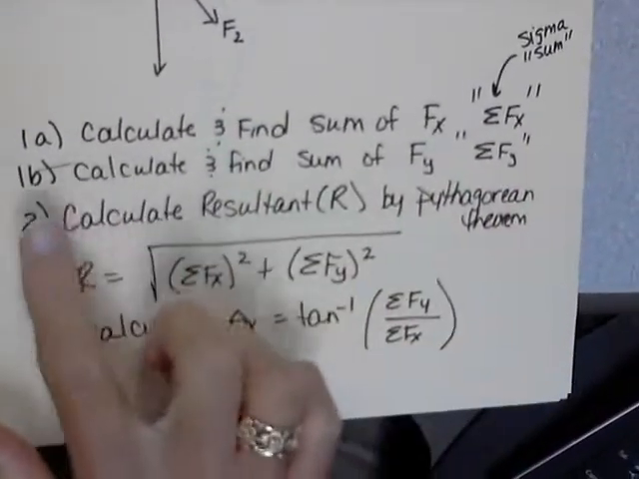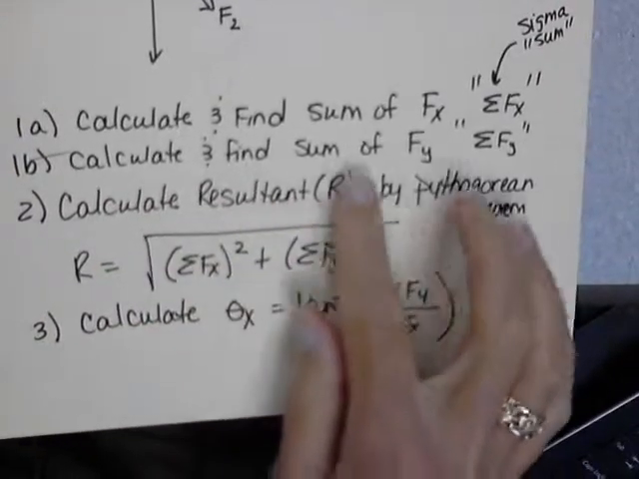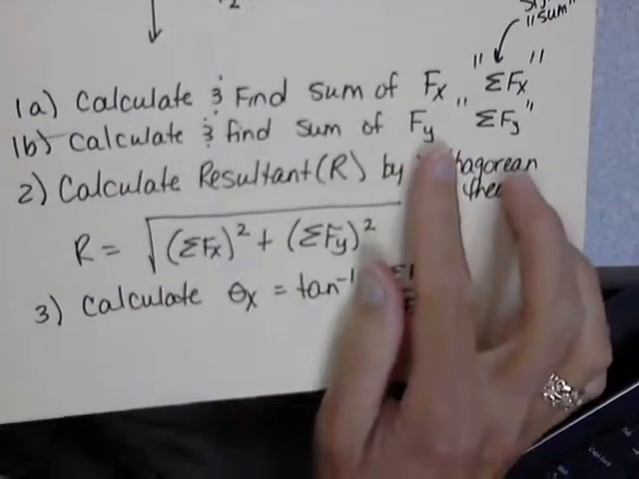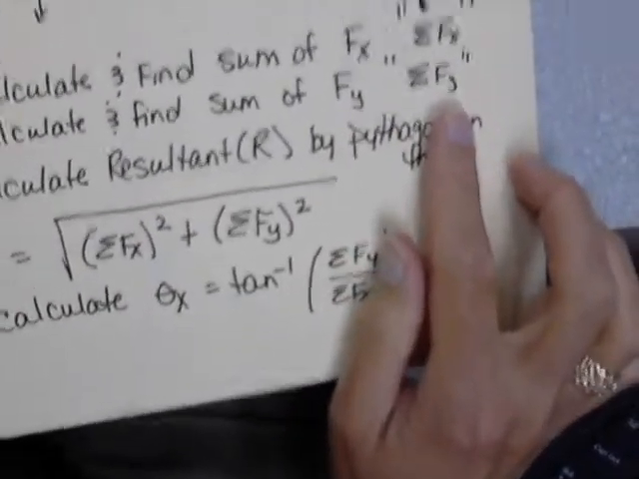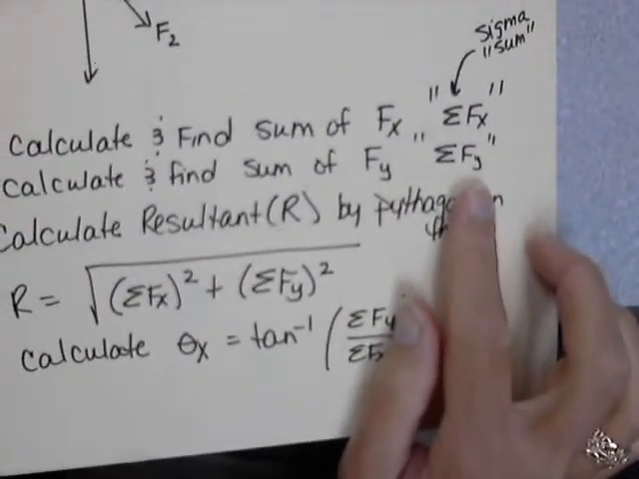It's the same thing. Step 2 is we want to calculate and find the sum of the forces that are in the Y direction or that are acting vertically. Again, we're going to abbreviate that by the sum of the forces in the Y.